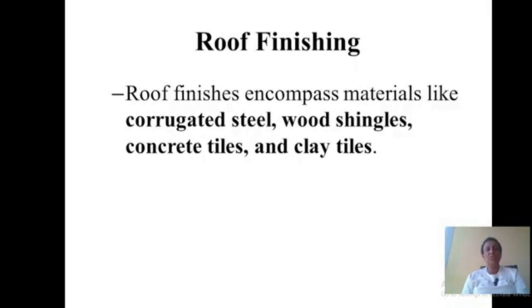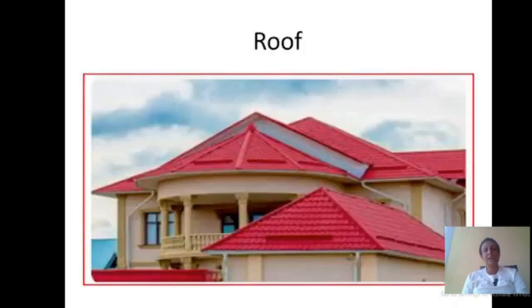And the fourth type of finishing is roof finishing. Roof finishes encompass materials like corrugated steel, wood shingles, concrete tiles, and clay tiles. This picture is to show you how some types of roof finishing look like.